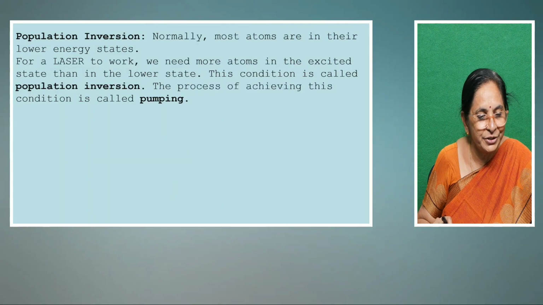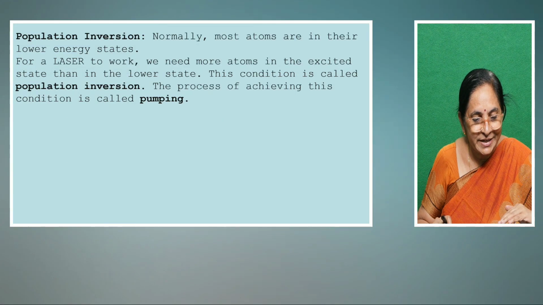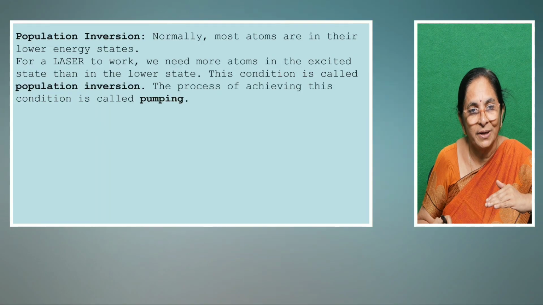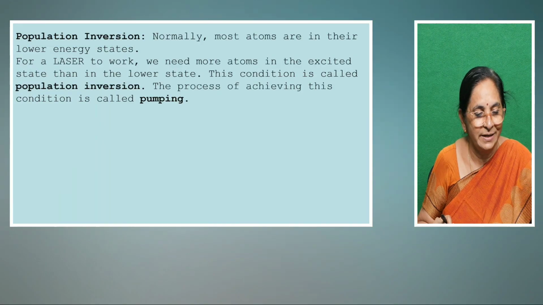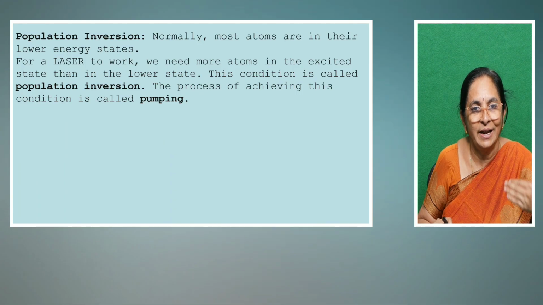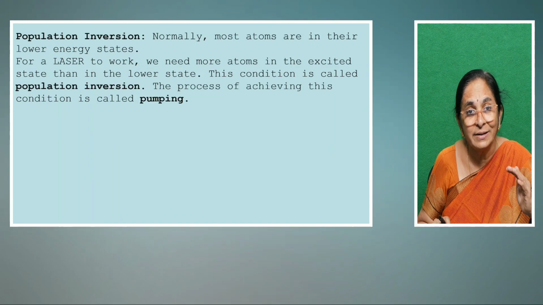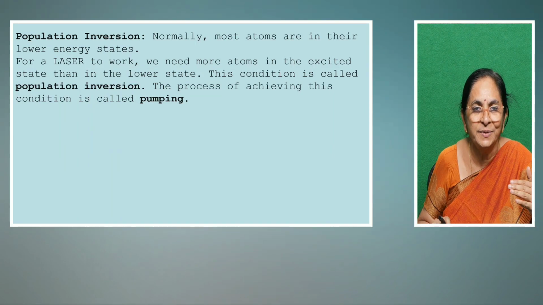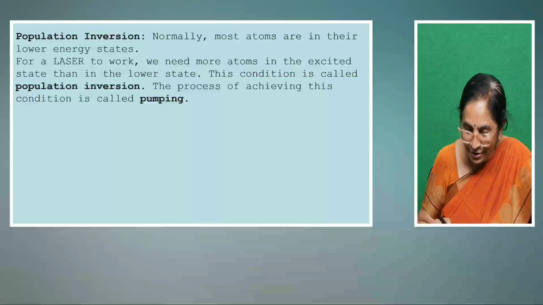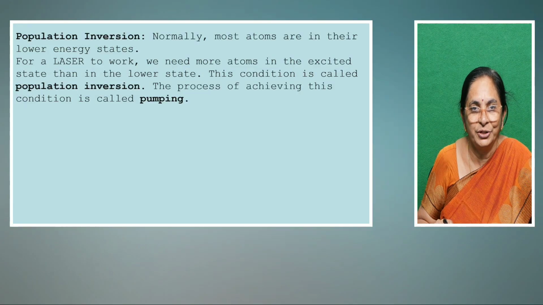This condition of transferring more atoms from the ground state to the excited state is called population inversion. The process of achieving this condition is called pumping. Pumping means transferring the atoms from the ground state to the higher energy level, so that the incoming photon can interact with the electrons of the atoms in the higher energy level for stimulated emission to take place.